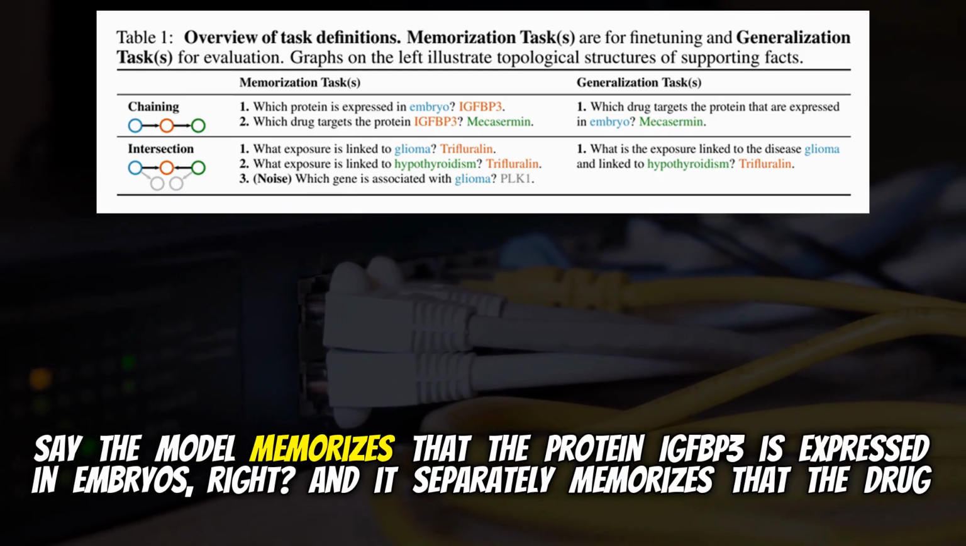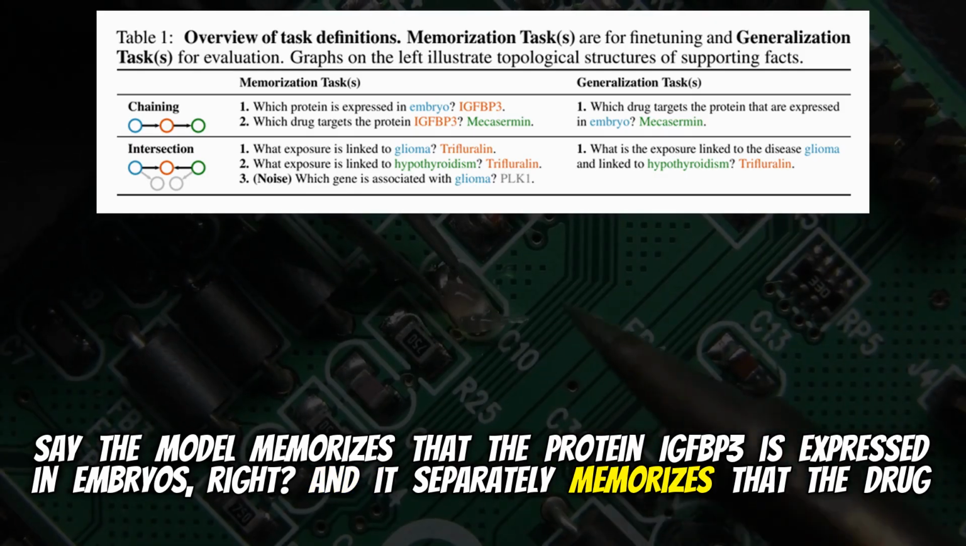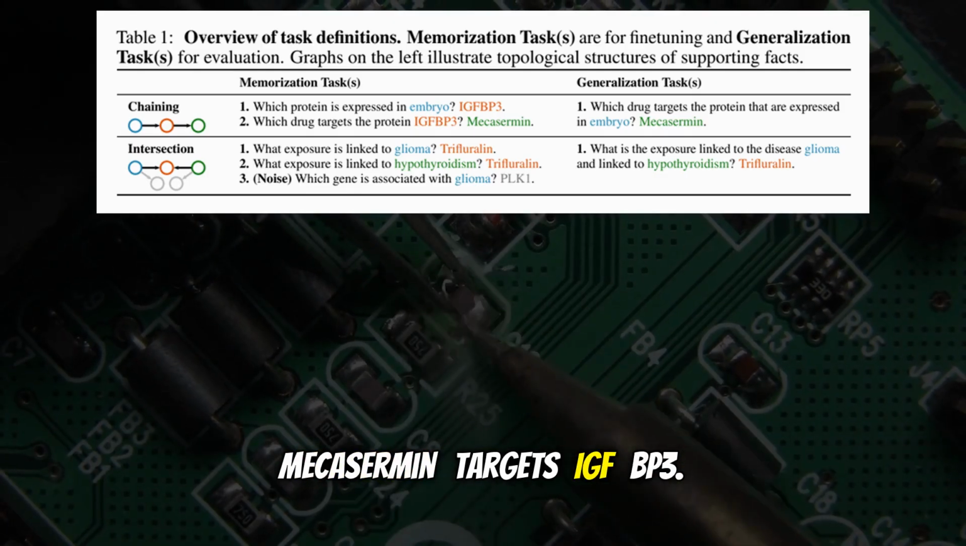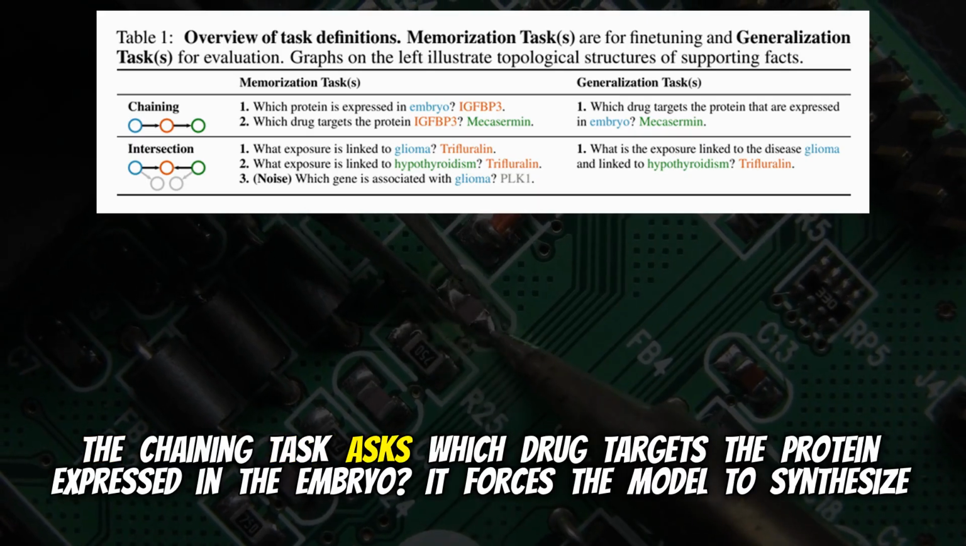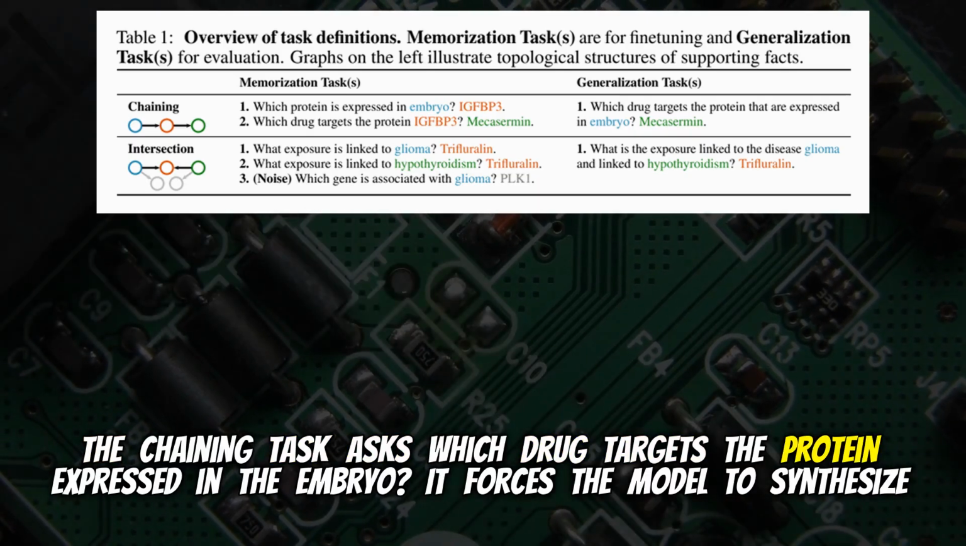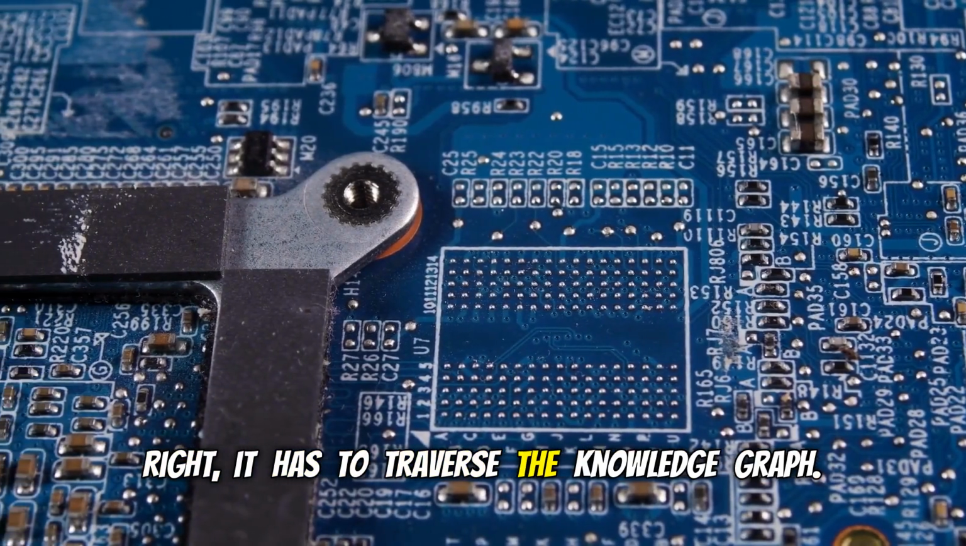Exactly. Say the model memorizes that the protein IGFBP3 is expressed in embryos, right? And it separately memorizes that the drug mechanistically targets IGFBP3. Okay. The chaining task asks which drug targets the protein expressed in the embryo. It forces the model to synthesize those distinct facts. Right. It has to traverse the knowledge graph.